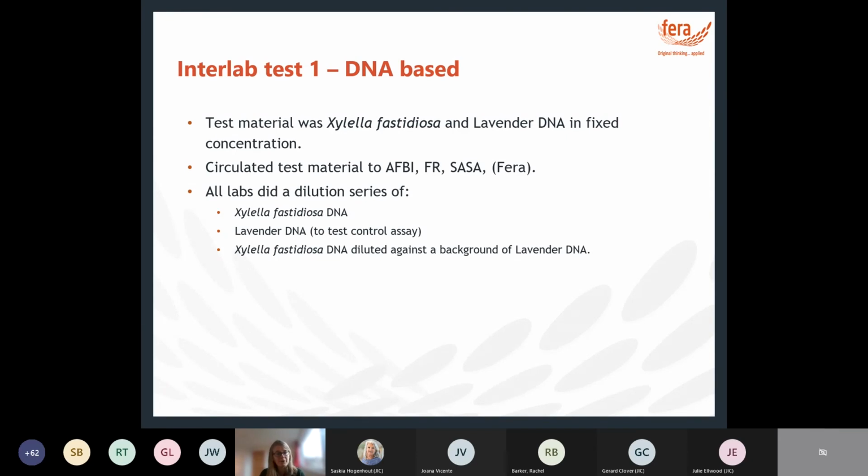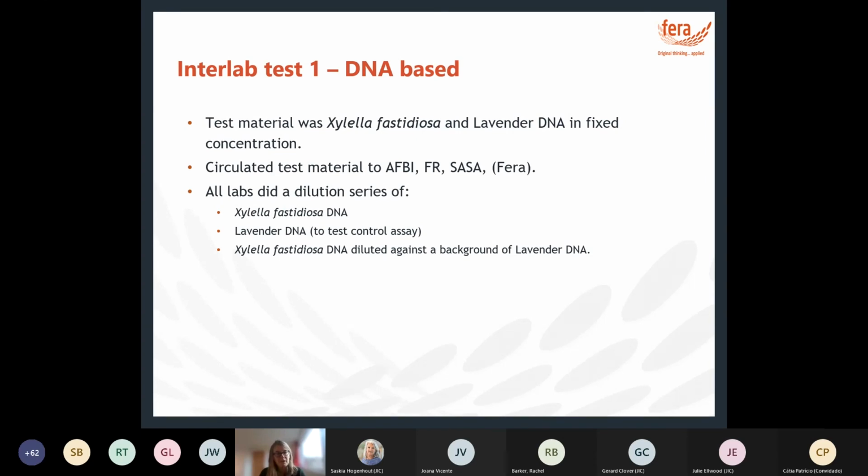All the laboratories did 3 dilution series. So we sent the instructions so that everyone was doing exactly the same dilution series. And we did a dilution series of Xylella fastidiosa in water. So we diluted it down till we couldn't detect it anymore. We did a dilution series of lavender DNA, where that was diluted down.